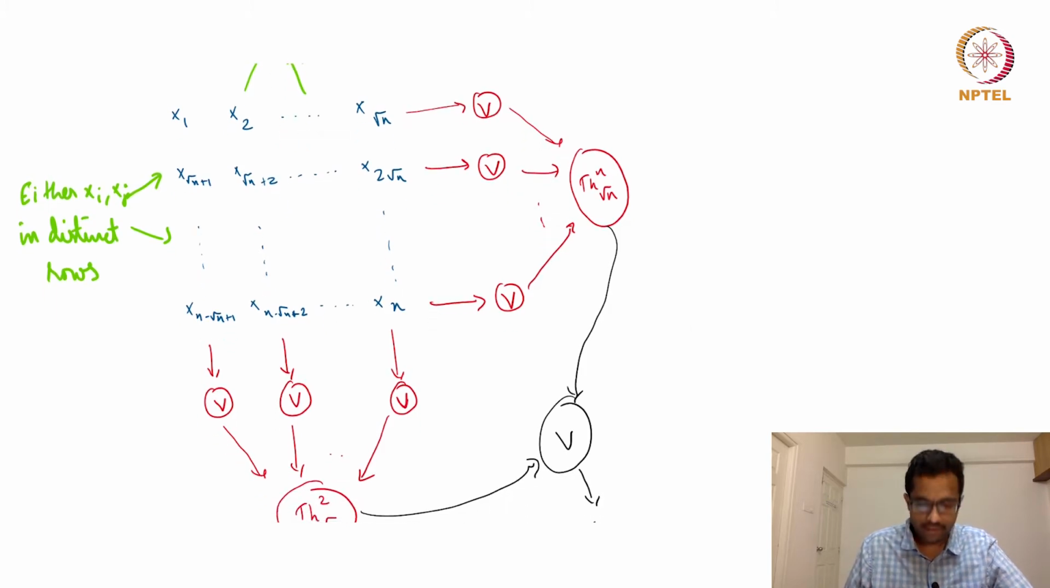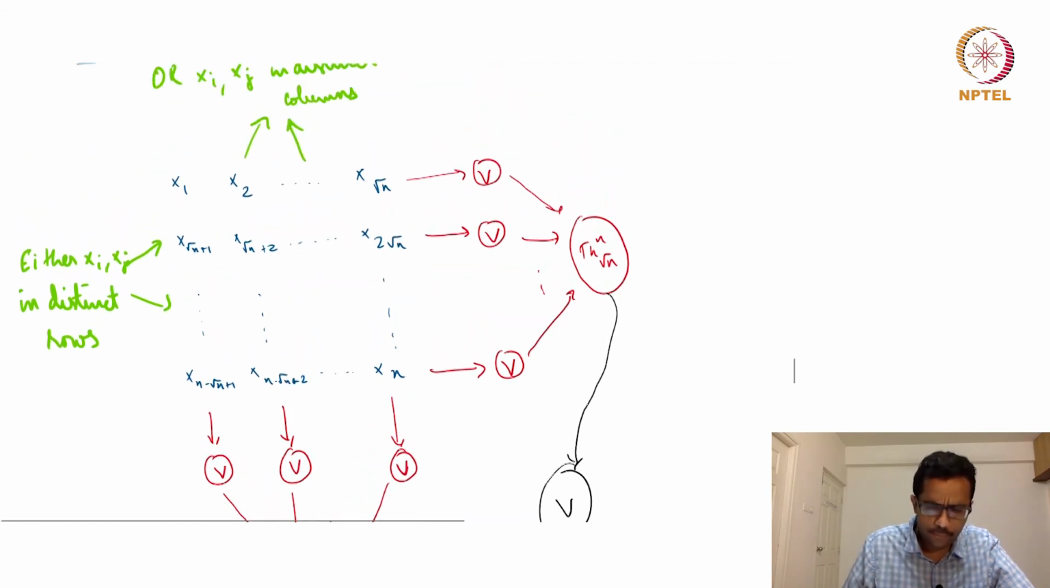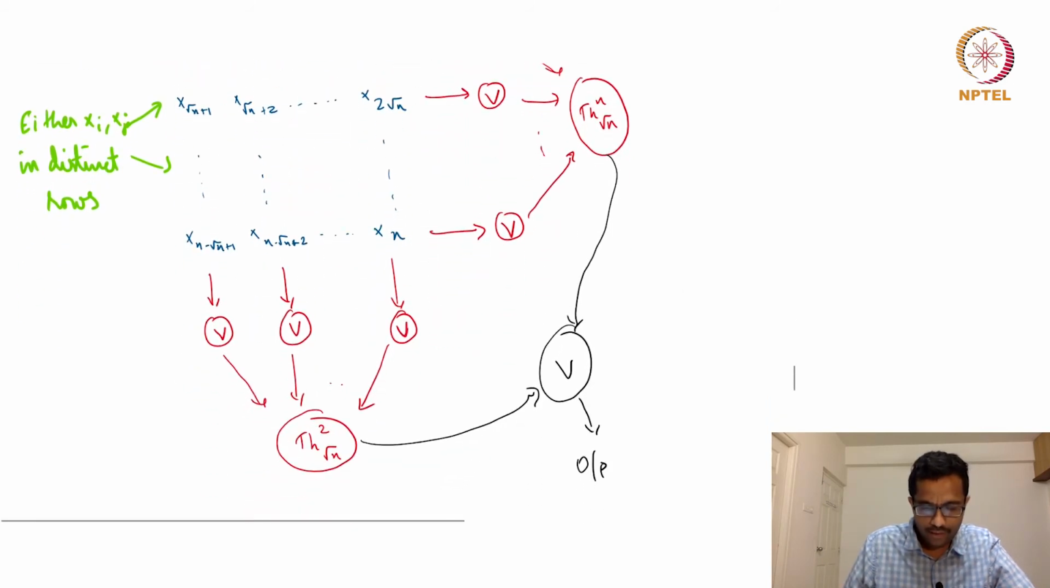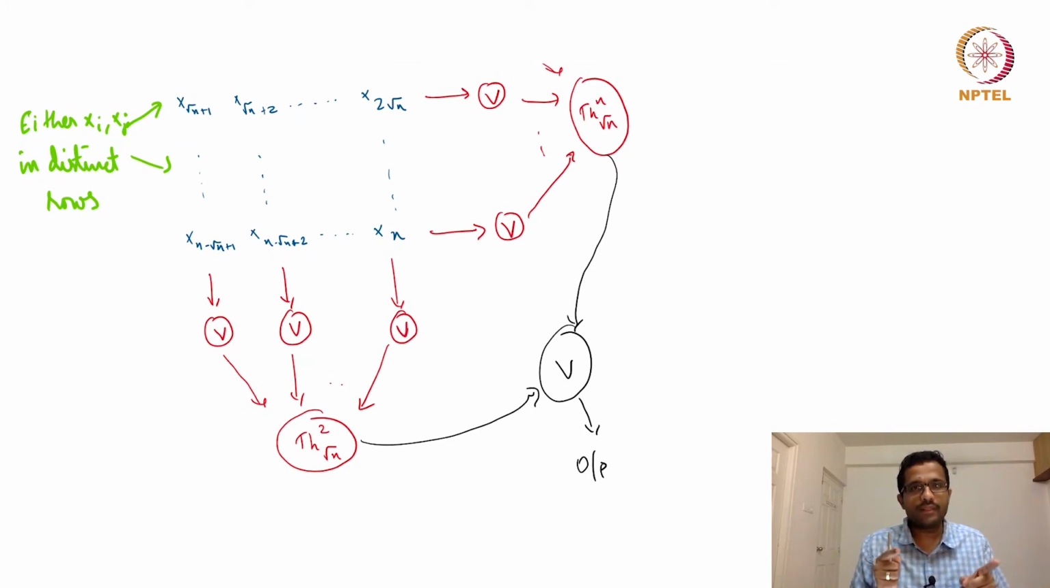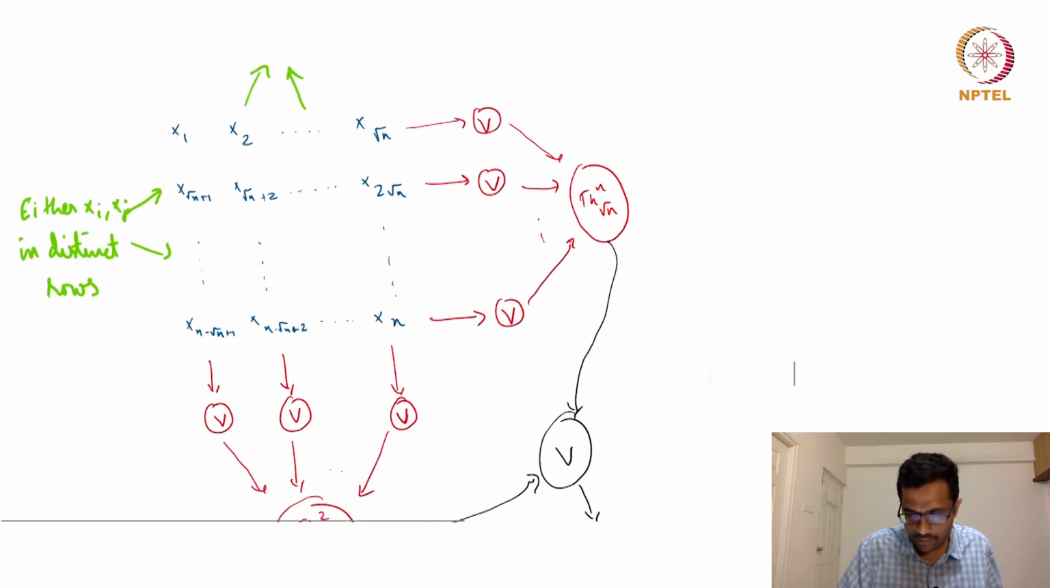So suppose they are in distinct columns. That means if you take an OR of all the columns, there will be at least two columns in which there is a 1. So at least two of these column inputs will be true. And then we have a threshold 2 circuit with square root n inputs to decide that. So this is also potentially a recursive approach.